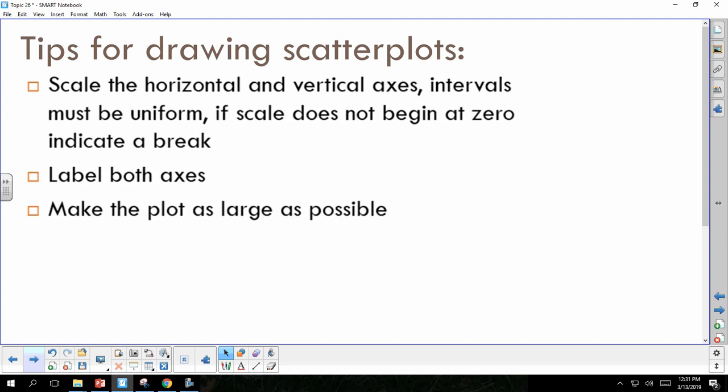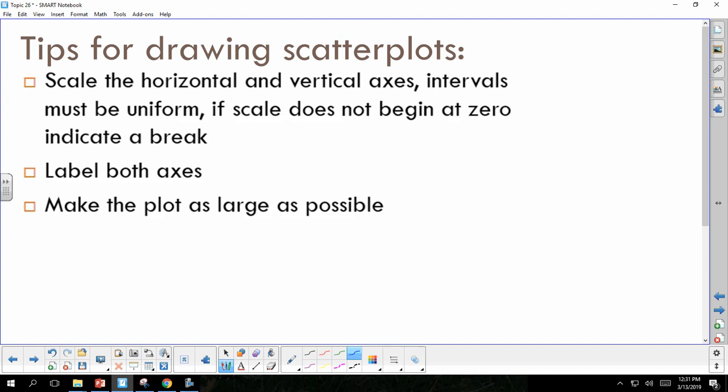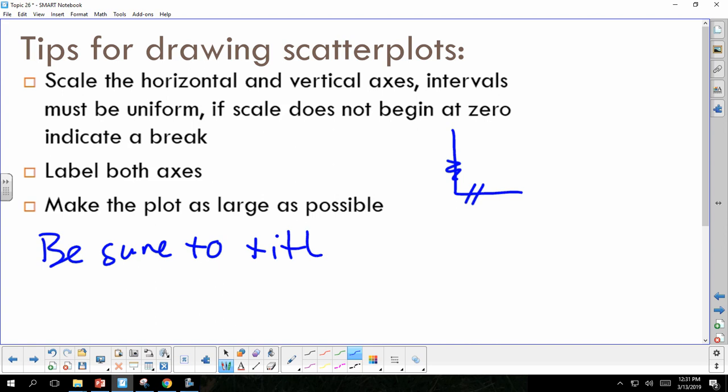So we're going to scale the horizontal and vertical axes. Intervals must be uniform. If the scale does not begin at 0, we're going to indicate a break. When we don't begin at 0, we can indicate a break a couple of different ways. A break can be indicated with just those two lines there. It means we're not starting at 0. Or the other way to do it is that zigzag line like that. That means we're not starting at 0. Label both axes. Make the plot as large as possible, and be sure to title. Title your graph appropriately.